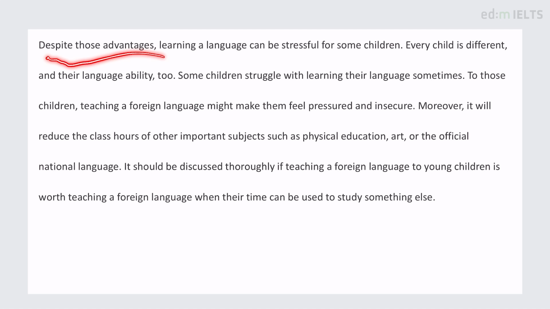Despite those advantages, okay, that's quite nice. Learning a language can be stressful for some children. Probably not the native language, because they usually learn that unconsciously, but learning a second language, sure, can be stressful for some children. Every child is different, and their language ability is different too, okay? You could argue that the style is slightly informal, but, with the use of to at the end there, it sounds more like speaking. But it's not massively inappropriate, I think, maybe just slightly.